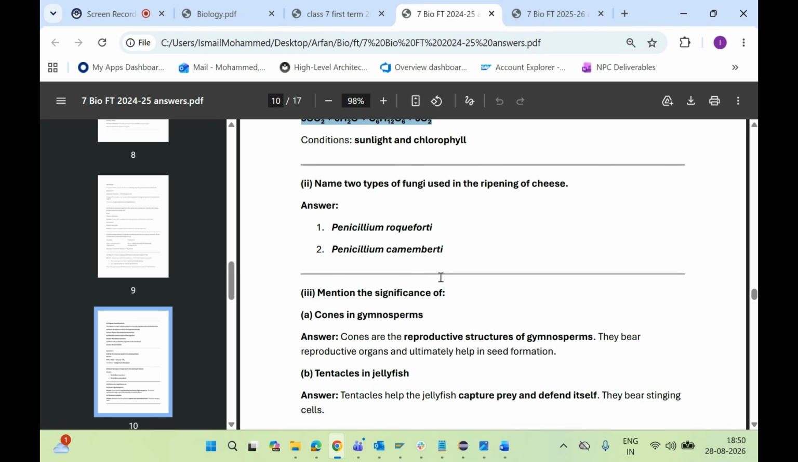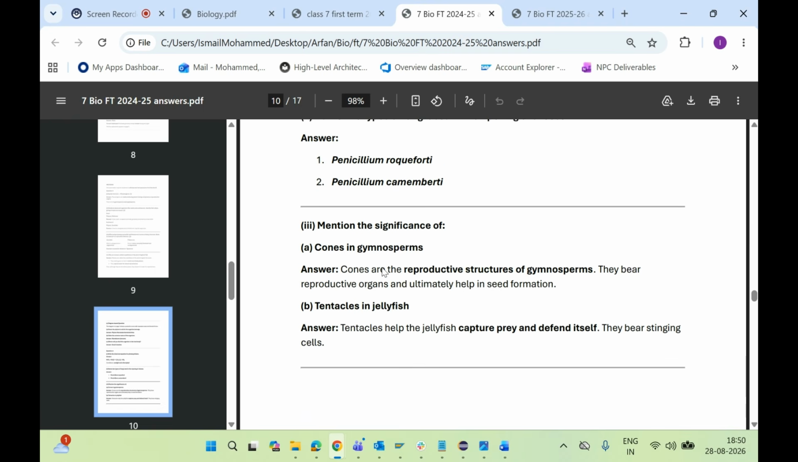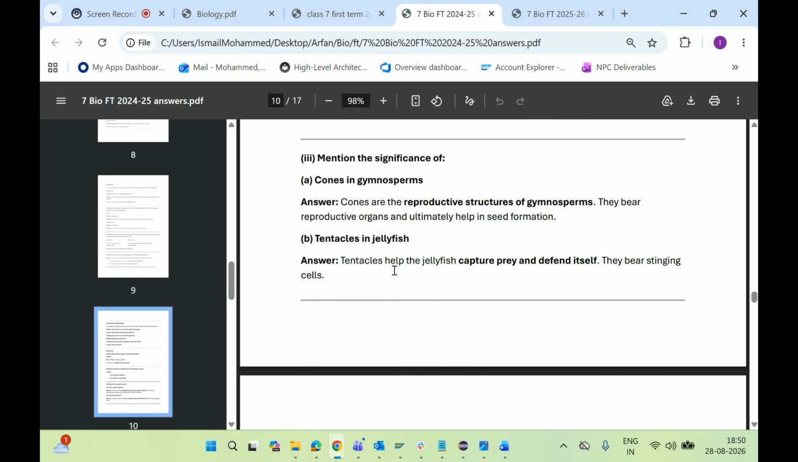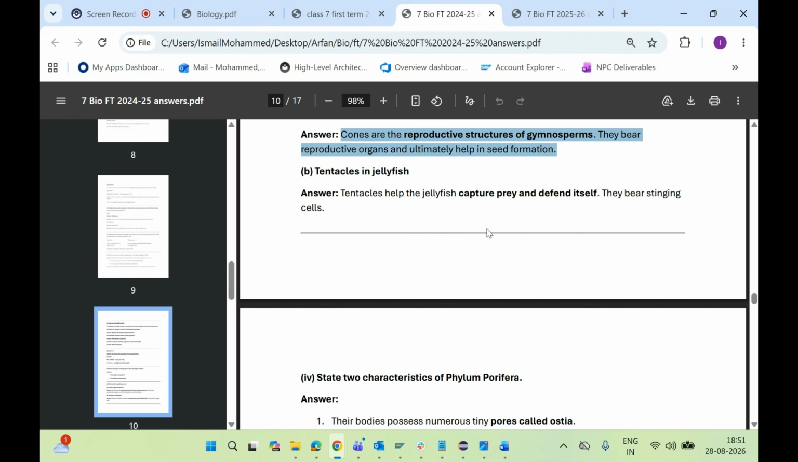Name the two types of fungi used in ripening of cheese. So you have Penicillium roqueforti and Penicillium camemberti. I'm not sure if these are there in the textbook, but this is the answer. Okay, significance of cone in gymnosperms. Cones are reproductive structures of gymnosperms. They bear reproductive organs and help in seed formation. Like you see the cones in the pines, they are basically the reproductive structure of gymnosperms.